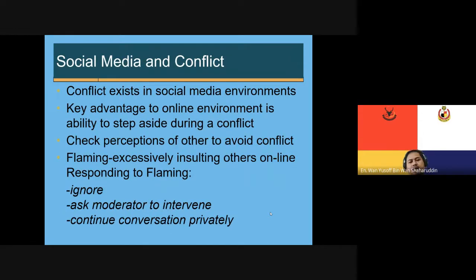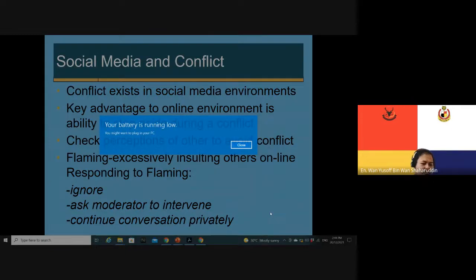Okay. Social media and conflict: conflict exists in the social media environment. So a key advantage of the online environment is the ability to step aside during a conflict. So in an online environment, all right, one thing is, when you are having a conflict, you can straight away shut down your social media or something, right? When you are in a physical or face-to-face kind of conflict, you don't have a mechanism for that. Oh, sorry. Actually, you don't have a mechanism to step away or to run away from the conflict.